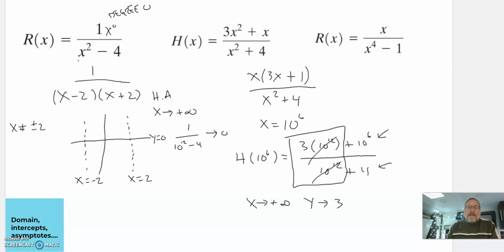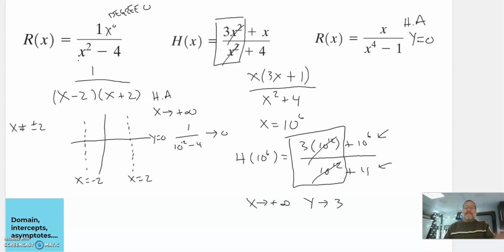Here's the rule. If your degrees are the same, simplify the two power terms, the most powerful things in the numerator and denominator, and you get your answer. Kind of cool. All right, we've talked about degree lower in the numerator than the denominator. We've talked about the degrees the same. If we look to this one, r of x, the horizontal asymptote is going to be at y equals 0.